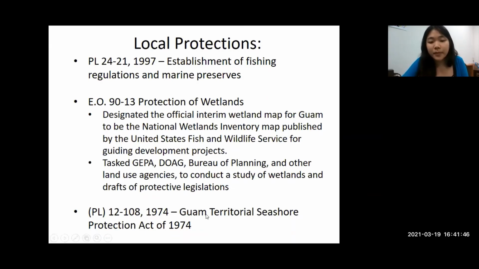And then the Guam Territorial Seashore Act designates the seashore reserve out to 60 feet or meters beyond the shoreline and includes mangroves as well. So that might affect their protection.